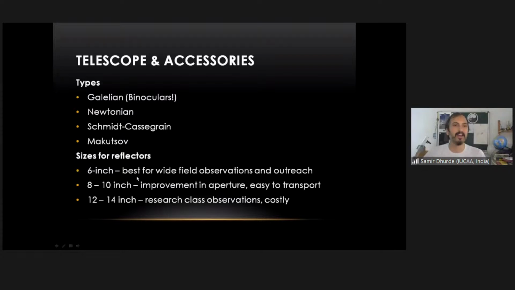So 6 inches are the ones we recommend for wide field observations, outreach, if you want to do sky observations with a lot of people together, if you just want to show the moon to your family, something like that. 6 inches are a nice option in reflectors. 8 to 10 inches, as I said, give you an improvement in light collection, etc., and they are easy to carry. 12 to 14 inches are something we can still consider research class, but they are costly. Easily affordable, although for departments of universities and colleges.